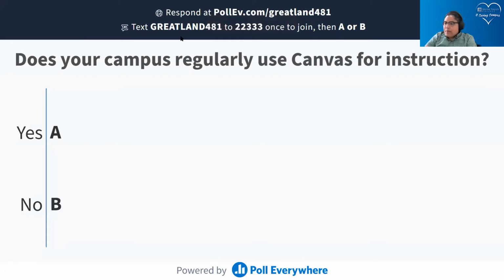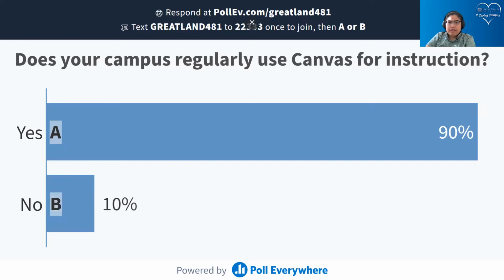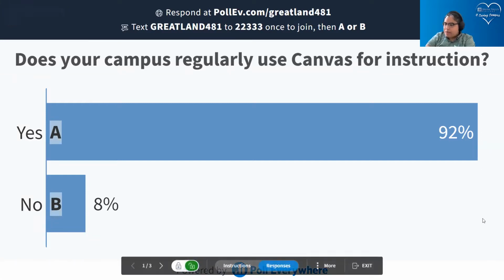Okay, so again, just a reminder, if you just joined us, you can join the poll with one of the methods at the top. Oops, I think I was muted. Sorry. So yeah, you can join the poll at the top, and then we'll give you a couple of seconds to answer. Does your campus regularly use Canvas for instruction? And that looks like the overwhelming majority of folks in the room do use Canvas for instruction. Only about 8% of people don't. So we'll move on to our next question.